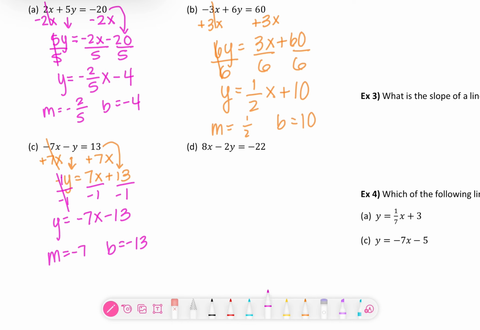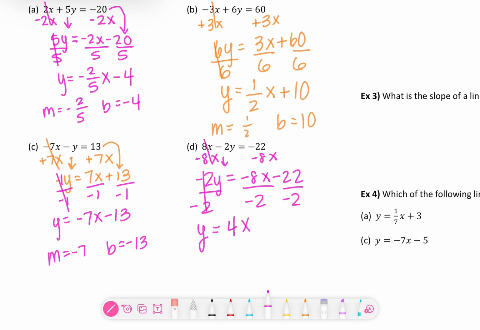Last but not least, let's look at part D. So we're subtracting 8x first because right now it's positive. Bring down your negative 2y, don't forget the negative sign, equals negative 8x minus 22. Divide everything by that negative 2. That leaves us with y equals negative 8 divided by negative 2 is positive 4x. And then negative divided by negative is also positive 11. M is going to be 4 and B is going to be positive 11.